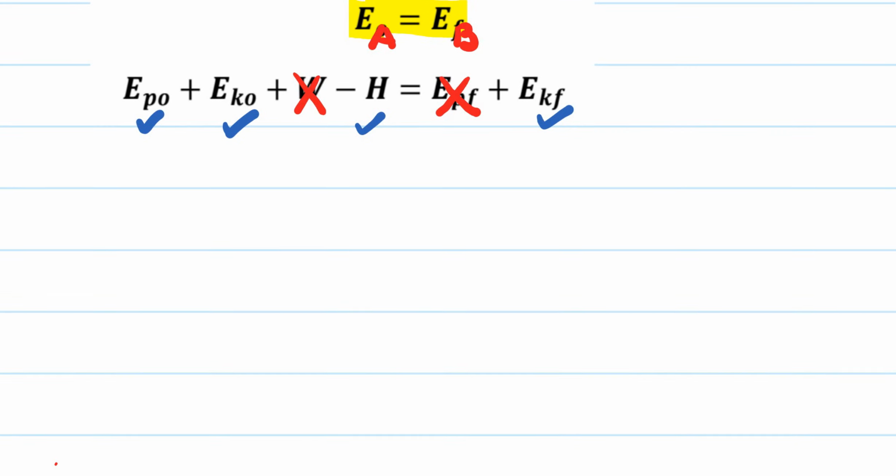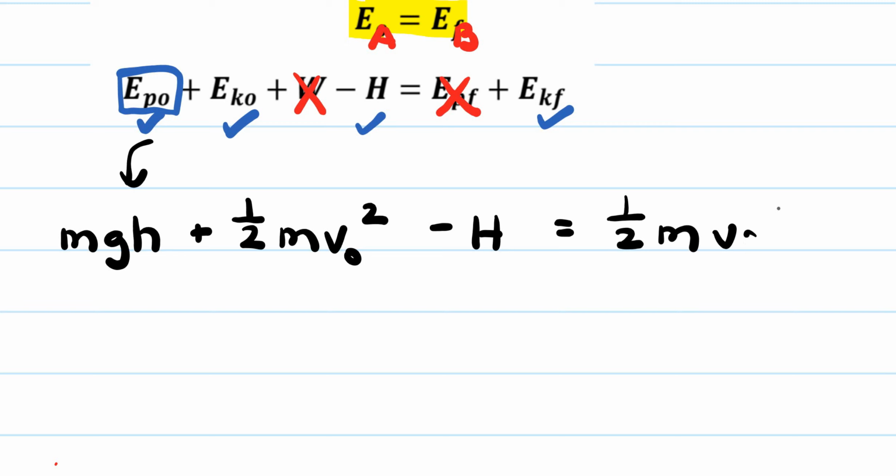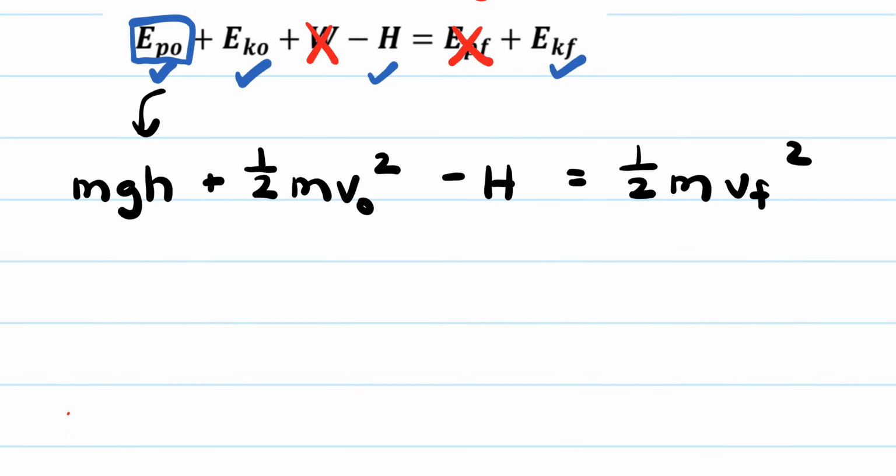Now if we convert the symbols into formulas, the potential energy is mass times the acceleration due to gravity times the height, plus the initial kinetic energy, which is 1/2 times the mass times the initial speed squared, minus the heat energy, and that equals the final kinetic energy, 1/2 times the mass times the final speed squared. From here, we're going to plug in the numbers.